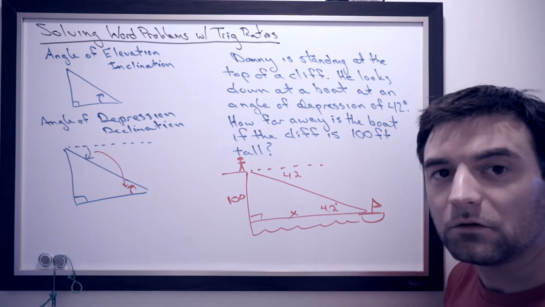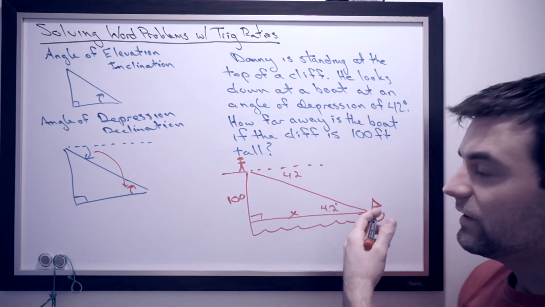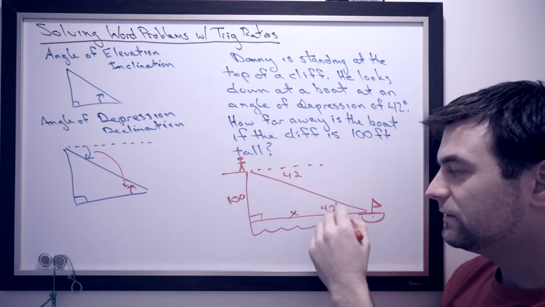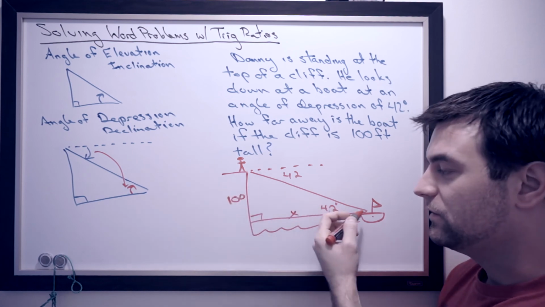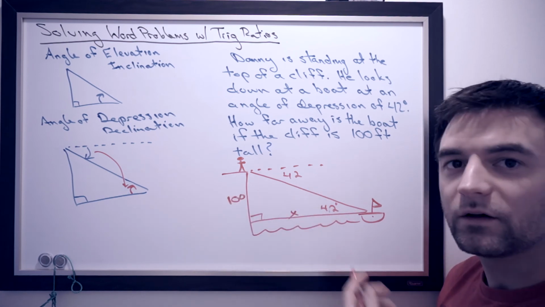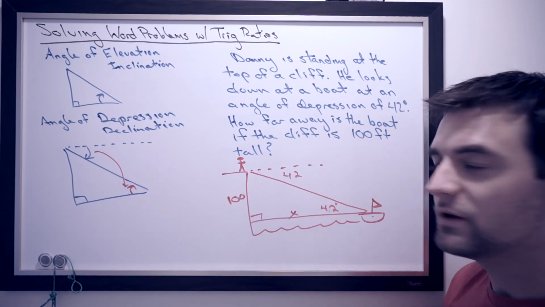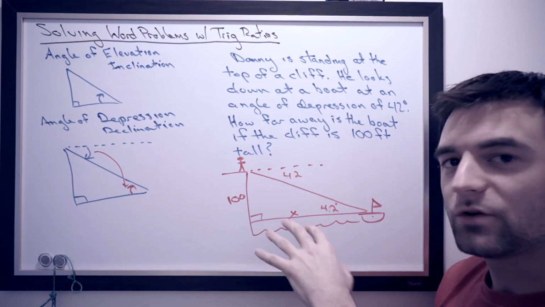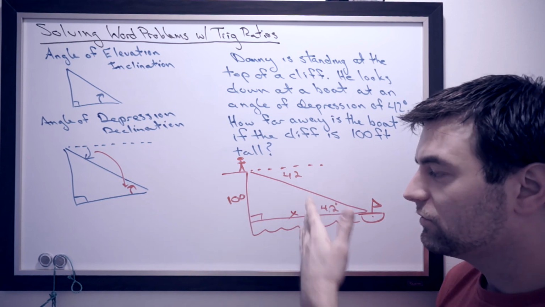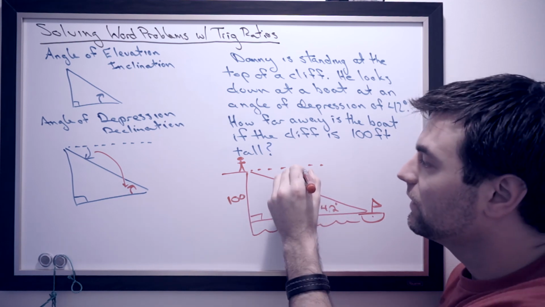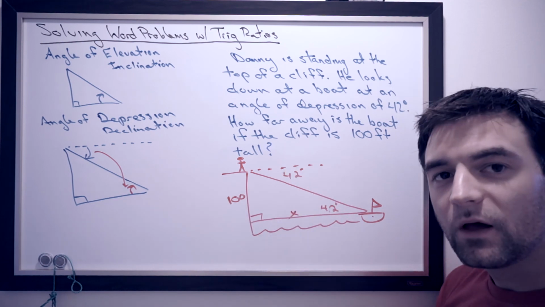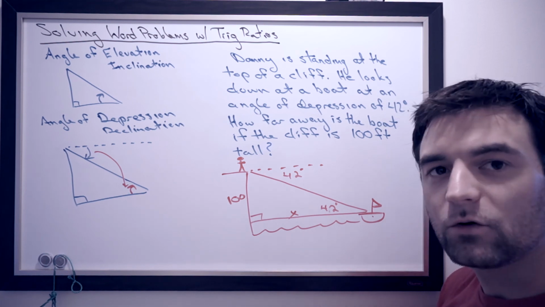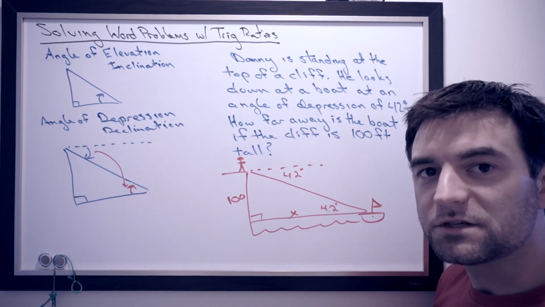Now, the question could read the angle of inclination or elevation from the boat to Danny is 42 degrees, and you could measure it that way as well. So all you're doing is trying to figure out where things are in relation to the triangle and just filling out those required values. There's probably other degrees up there. And then you can go about using either sine, cos, or tan to find the missing side or angle.